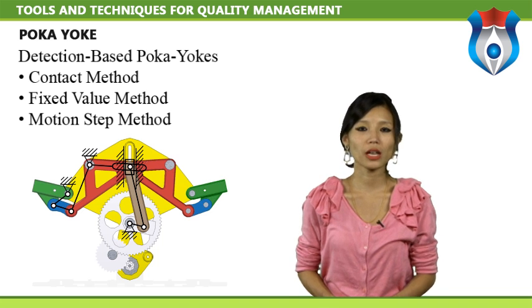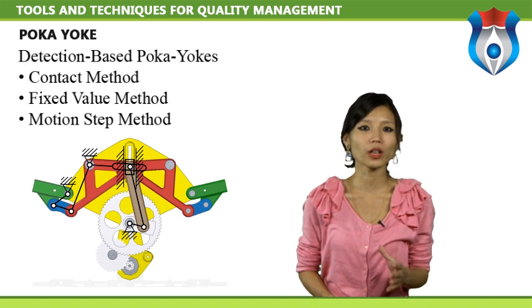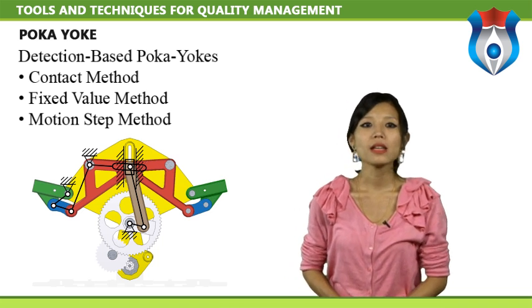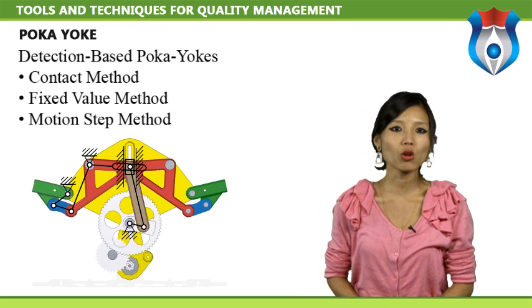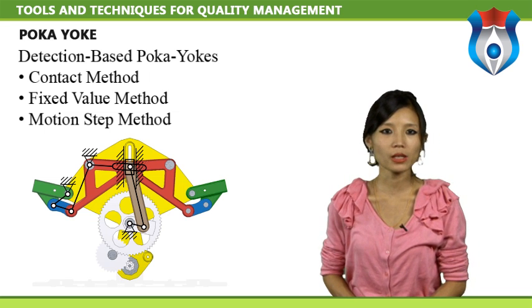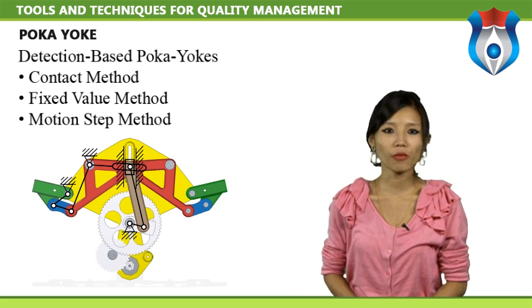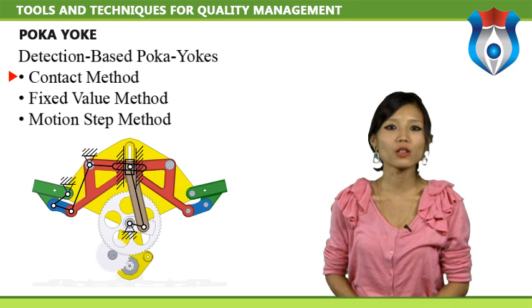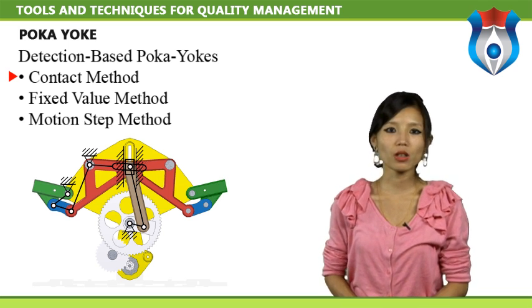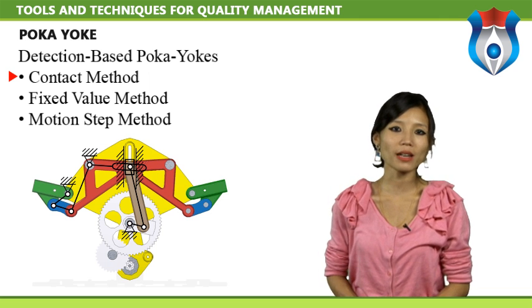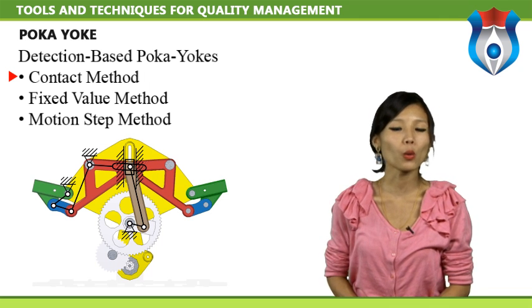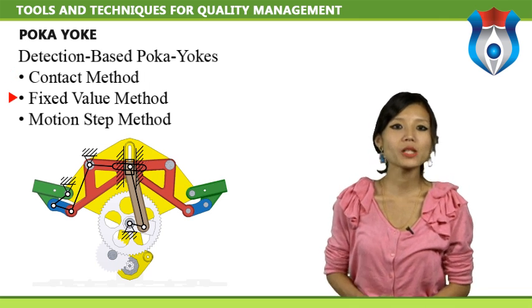Detection-based poka yokes. In many situations, it is not possible or economically feasible to prevent defects, particularly where the capital cost of the poka yoke mechanism far exceeds the cost of prevention. Contact method. This method detects any deviation in shape, dimensional characteristic or other specific defects through mechanisms that are kept in direct contact with the part.